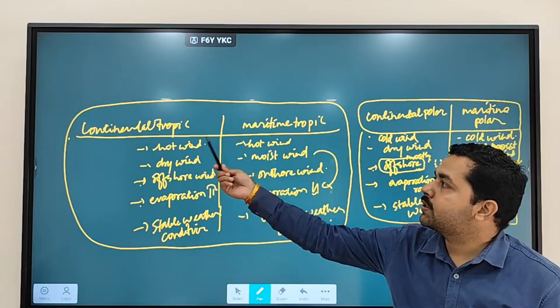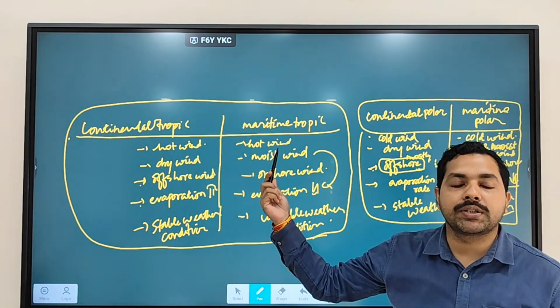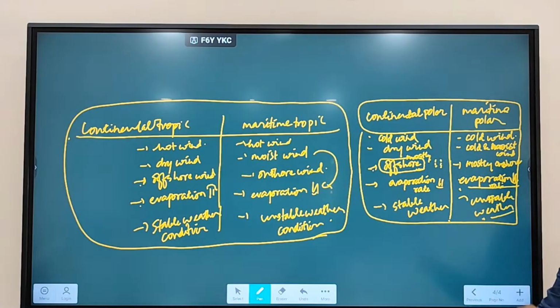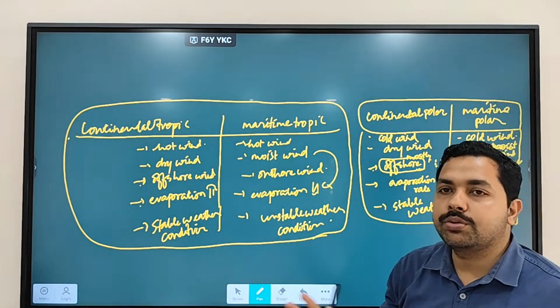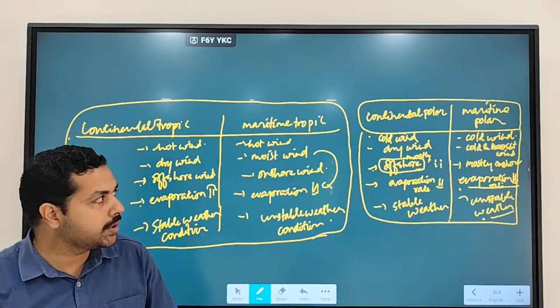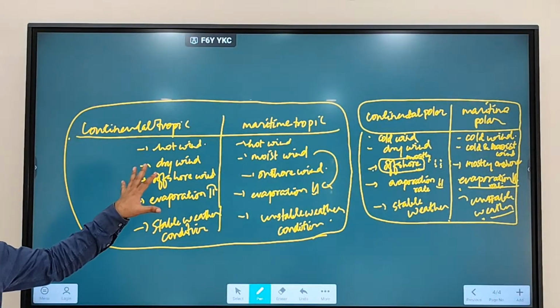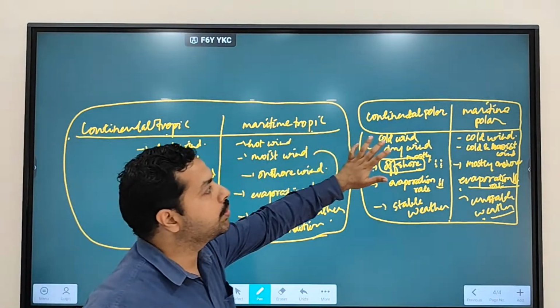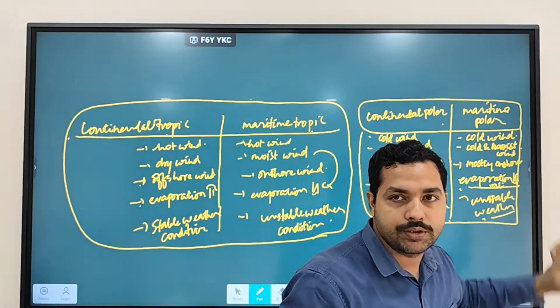Continental tropical and maritime tropical are going to be warm air masses. Continental polar and maritime polar are going to be cold air masses. Fine. So you can classify them as cold air mass or warm air mass, or you can classify them based on their source of origin, whether the origin is the tropics region or the polar region.